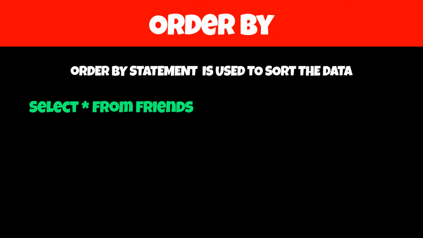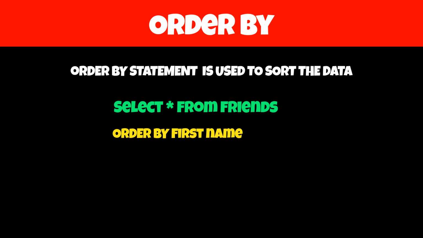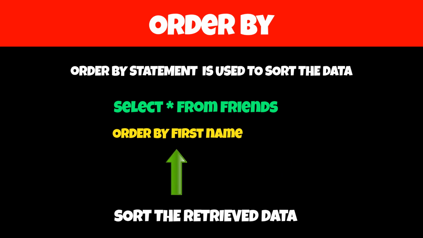The ORDER BY statement is generally used after the SELECT statement to sort the retrieved data. By default, the ORDER BY keyword sorts the records in ascending order. However, we can define the order of the retrieved data using the ascending and descending keywords.